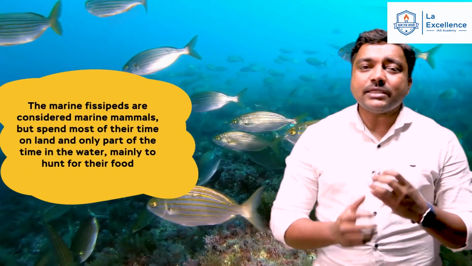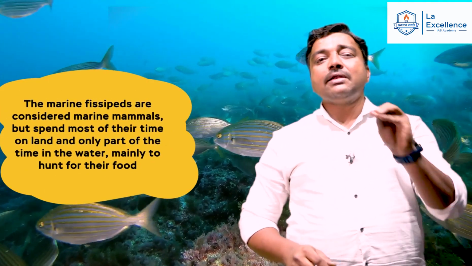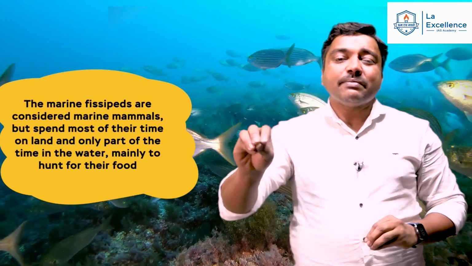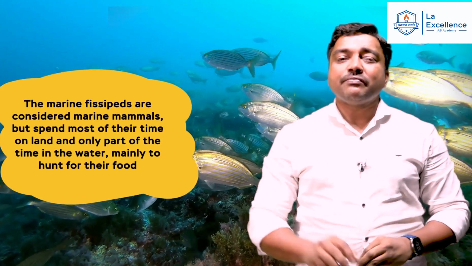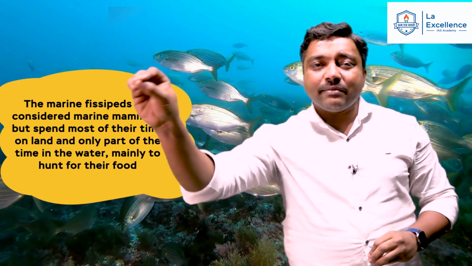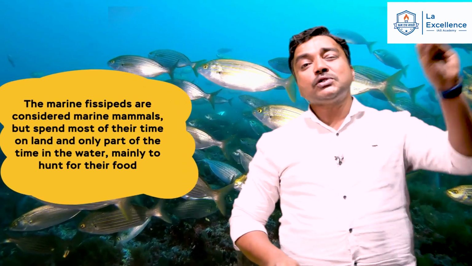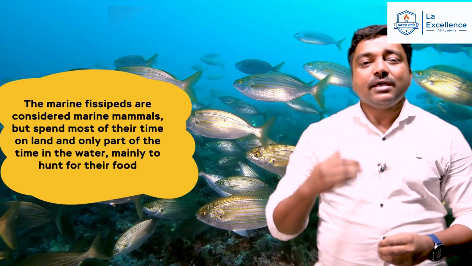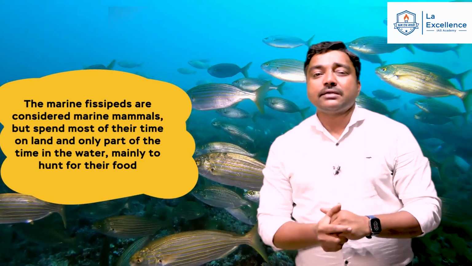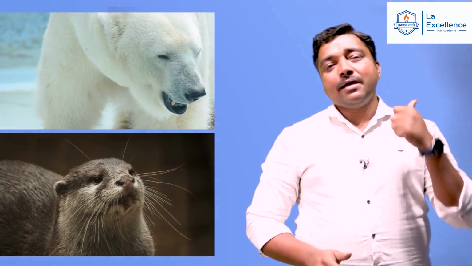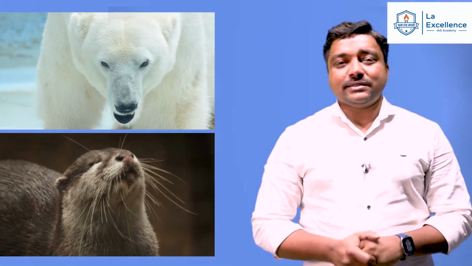And the next and last group of marine mammals is marine fissipeds. These marine fissipeds are carnivorous in nature, and they spend very little time in the oceans but spend most of their time on land itself. They go to the water only to hunt for their food. Examples of marine fissipeds are polar bear and sea otters.